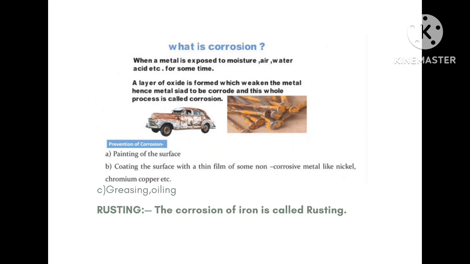With this, we finish with the revision of chapter 1. Now let's have a quick recap. Answer these questions in the comment box. First one is, what happens when dilute HCl is added to iron filings? Second is, what is a balanced chemical equation? Third one is, why is respiration considered an exothermic reaction? And the last one is, why do we paint the objects made of iron?